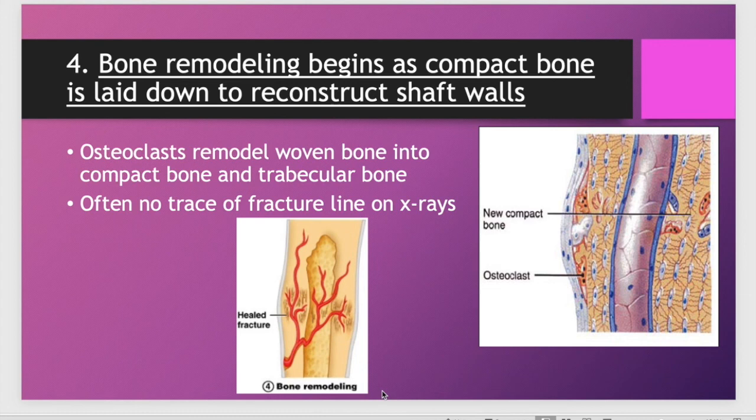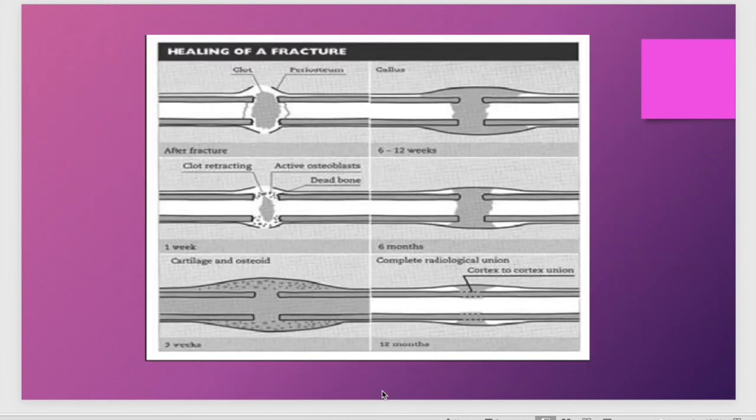So compact bone will be laid down to rebuild the shaft walls of the bone. The osteoclasts will remodel the woven bone. They're going to break it down so that it can be rebuilt into whatever shape it needs to be. And then after enough time has passed, you might not even see a trace of a fracture on an x-ray. So if enough time has passed for the fracture to fully heal, you often don't see previous fractures on an x-ray at all.